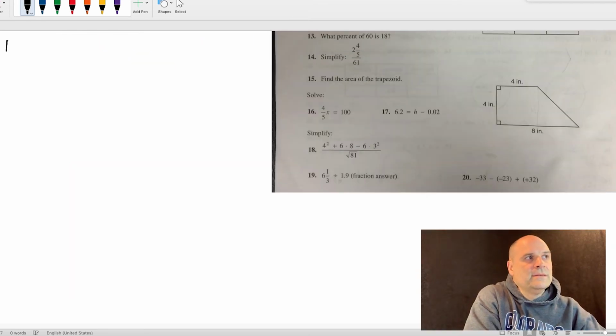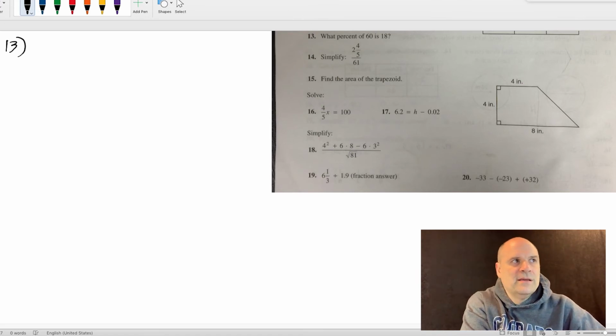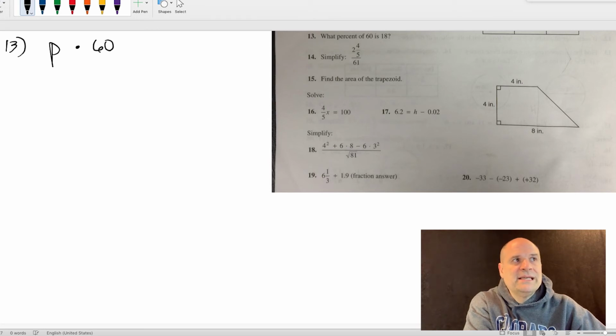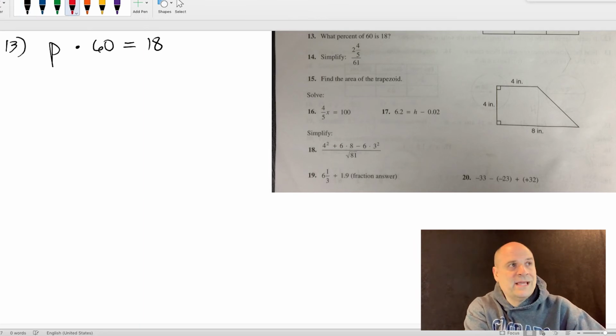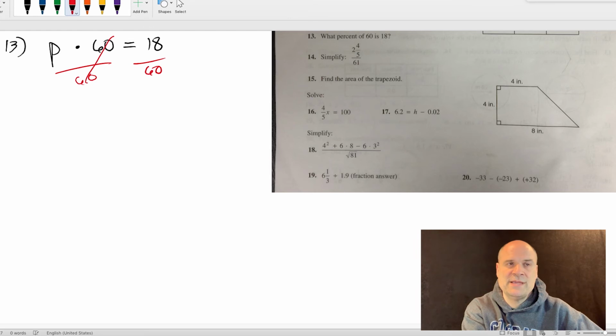All right, still going here. Number 13. What percent? How do you say what percent? Well, that's what you're looking for. So choose a variable that makes you remember percent. P. Of, how do you say of again? Times. 60 is, equals, 18. How do you solve for P? Well, get rid of whatever's hanging out with P. Okay, divide by 60. Divide by 60 because 60 is being multiplied, so do the opposite.